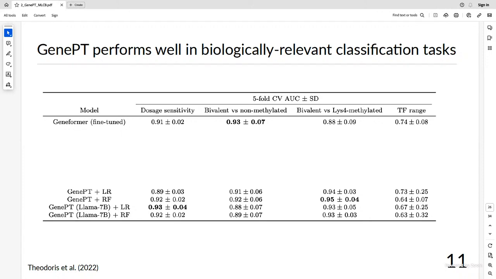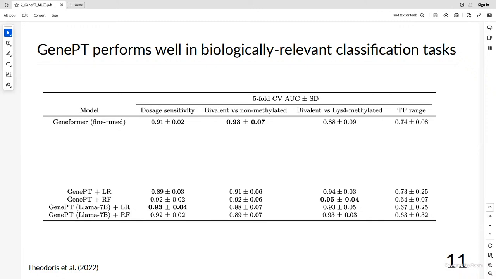What we have on the top is Geneformer, which is a fine-tuned transformer model that looks at the single cell data and is then fine-tuned on these 4 different prediction tasks. What we have on the bottom are different GPT variants. The top 2 are encoded through GPT 3.5, and the bottom 2 are encoded through Llama 7 billion. And we also have either a logistic regression or random forest, but they perform, as you can see, very robustly, very similar to each other.